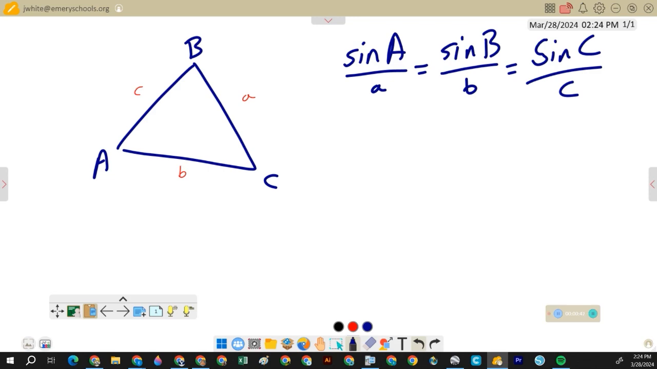And this is called the law of sines. And the law of sines works when you have angle, side, angle, or angle, angle, side, or angle, side, side.